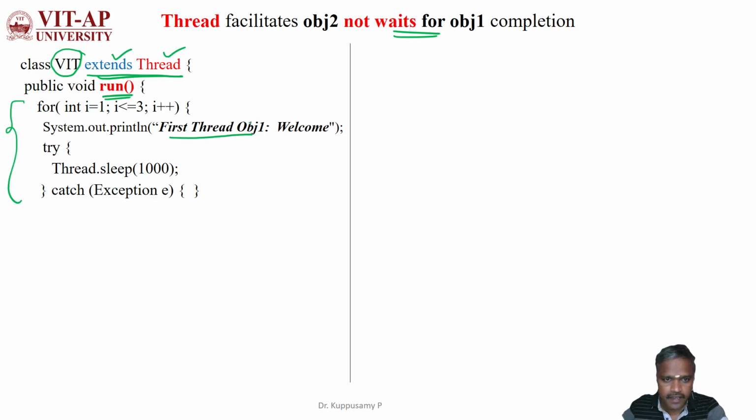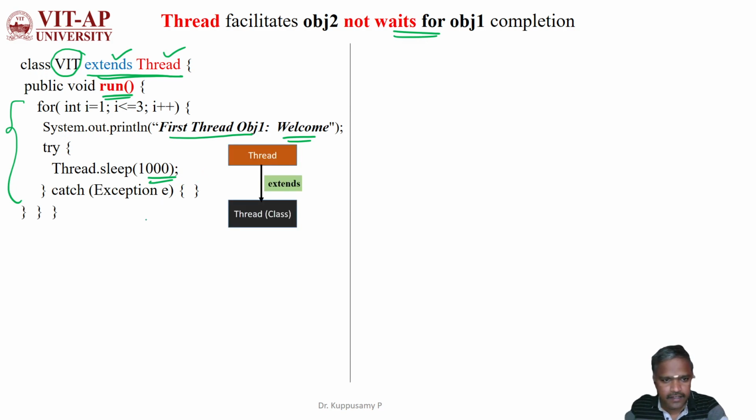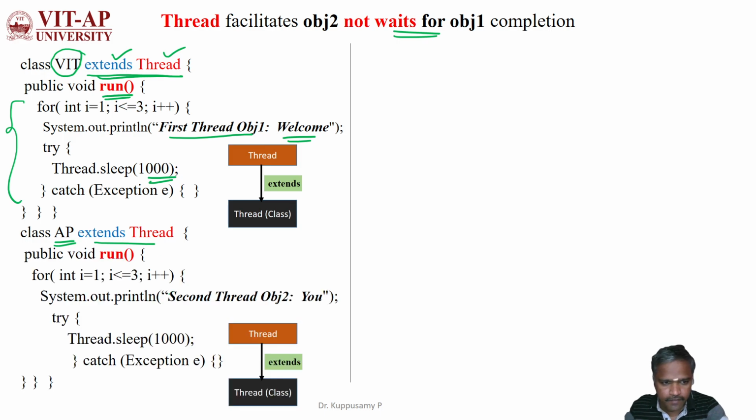First the thread is created by using obj1, which is displaying welcome, then introducing 1000 milliseconds for each iteration. Like that, here the second user defined class is created, which is extending the built-in class thread, which is represented by visual representation. The user defined thread is extending the built-in class thread, which is having its own run method, which is also performing some action. That action is here the second thread, which is carrying obj2, just displaying u for each iteration. The delay is introduced for 1000 milliseconds.